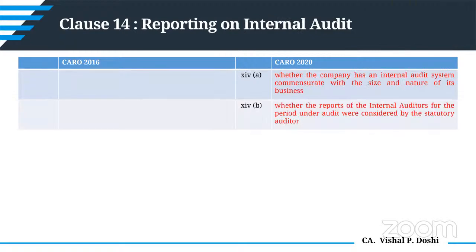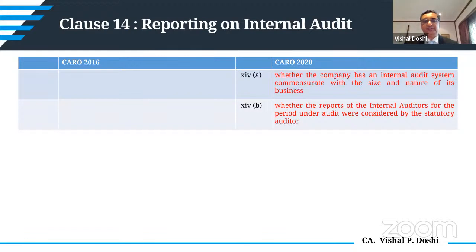Internal audit: whether there is an internal audit system commensurate with the size and nature of its business. This was there under CARO 2003, which was removed in 15-16, and now it has been reinstated. In addition, one more clause has been added: whether the reports of the internal auditors for the period under audit were considered by the statutory auditor or not. So you'll have to take the internal audit reports, put them in your audit documentation, and also review them. In case there are any rectifications, adjustments or observations of the internal auditor which you have to take cognizance of as a statutory auditor, you have to see whether that has been rectified or corrected by the company, and otherwise you'll have to report on that.